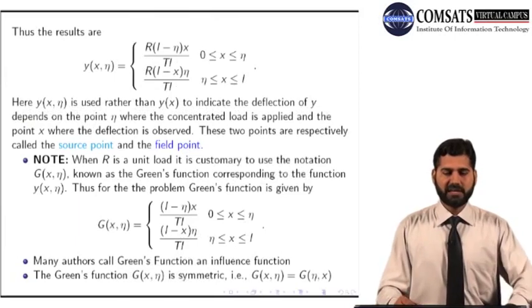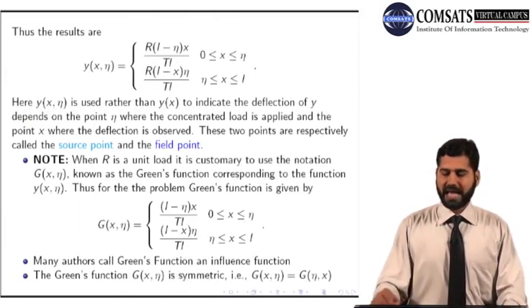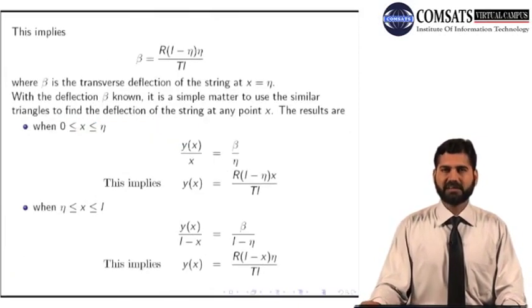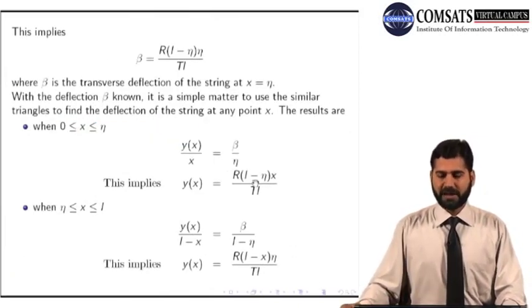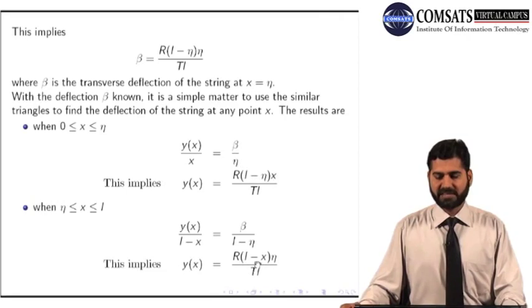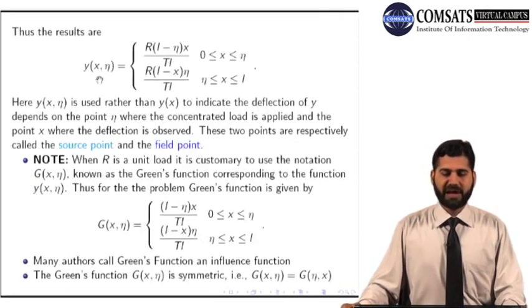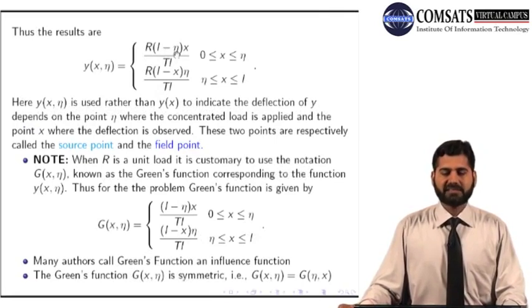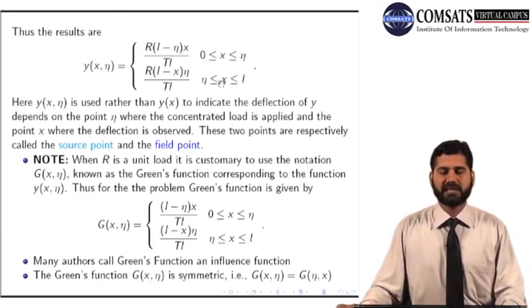Let's put it together. Thus the results are y(x, eta). Now y is not depending on just x. You see, in both these equations, y depends on eta and x. So basically y depends on x and eta. This is r times (L minus eta) x over L and this is r times (L minus x) eta over L. This is the case when x is between 0 and eta, and this is the case when x is between eta and L.